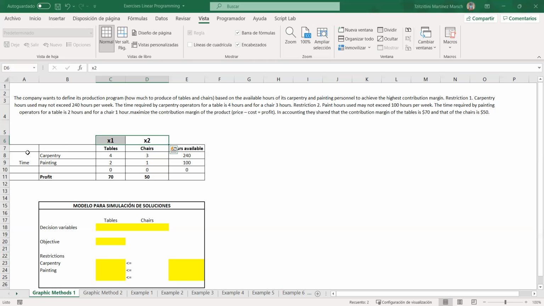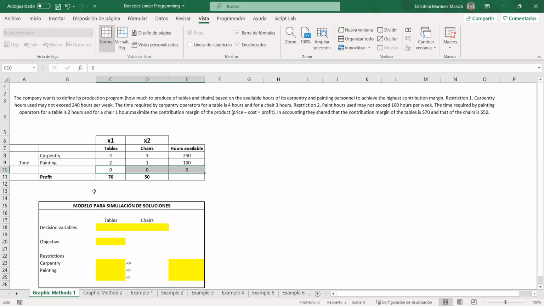And like we saw in class, it is very important that we try to put it in table form. To me, the easiest has been to always put the variables on top and to put each restriction in the rows. So here's a restriction. We have a time restriction for carpentry, which is 4 hours to make a table, 3 hours to make a chair, and we cannot exceed 240. The same for painting: 2 hours for a table and 1 hour for a chair, and we cannot exceed 100 hours. These zeros that I put here are because we cannot destroy chairs. We have non-negativity, so we cannot destroy a chair.